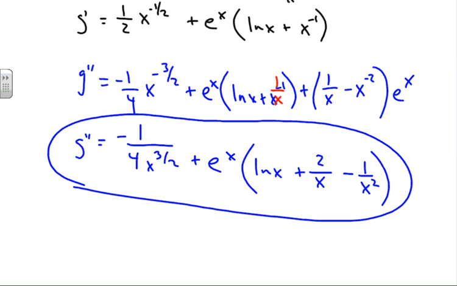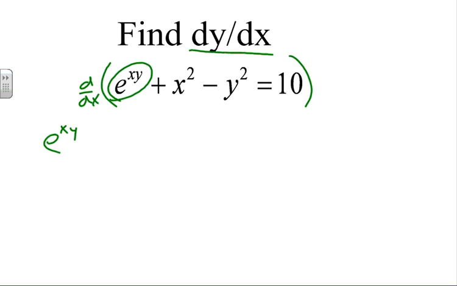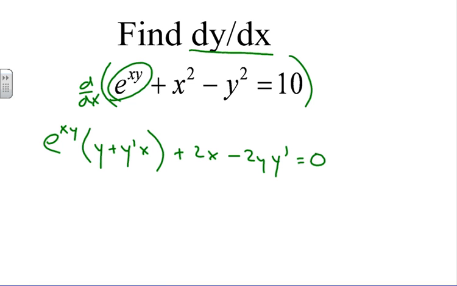All right. Okay, I'm going to go one more, and I'm going to find this derivative. This is using implicit differentiation. On with this exponential. In order to solve this, we're going to find dy/dx. What we have is e to the xy. So I'm going to take the derivative of e to the xy, on both sides. Then I have to multiply by the inside, which is the exponent. Using the chain rule, we have y plus y prime times x, plus now 2x minus 2y, y prime equals 0.